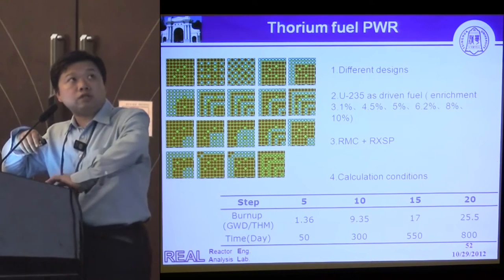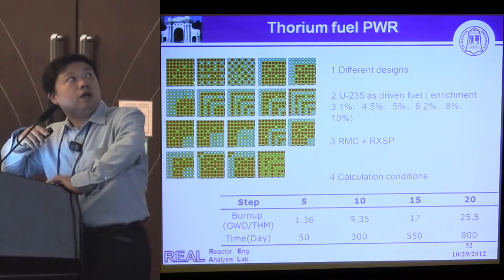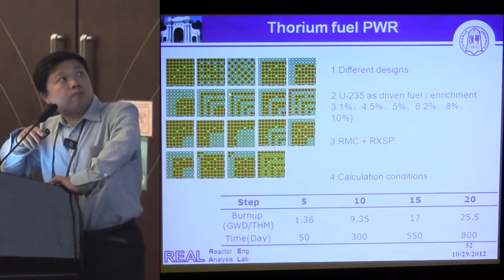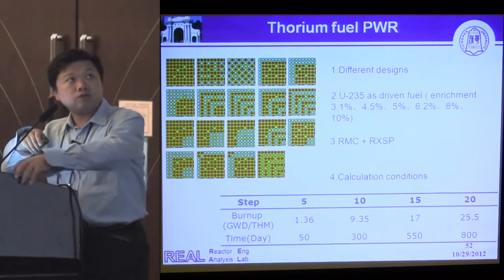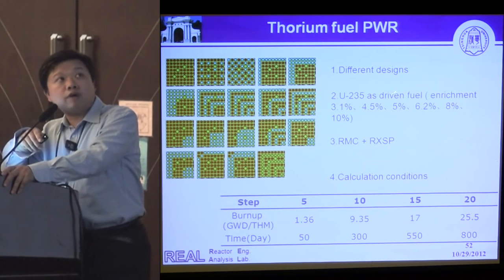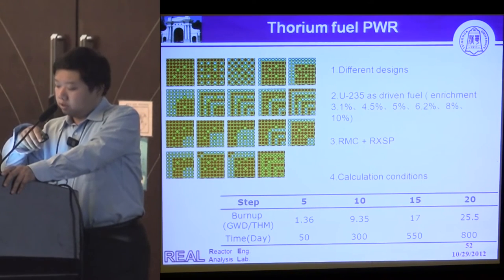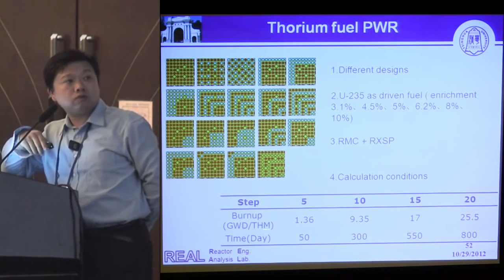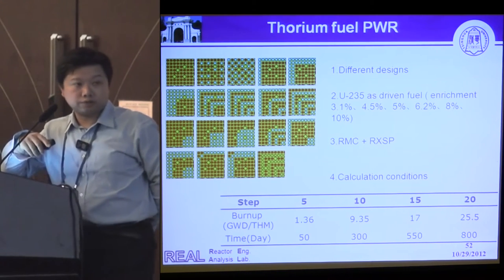In our calculation, we use different designs. The red rod is the uranium rod, and the blue rod is the thorium rod. We use uranium-235 as a driving fuel with different enrichment. And this table shows the calculation conditions.